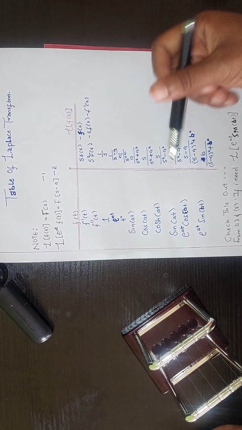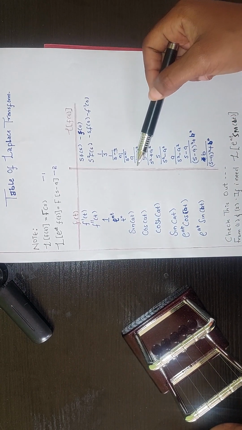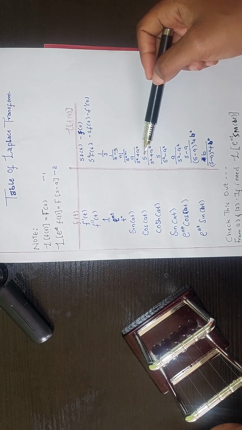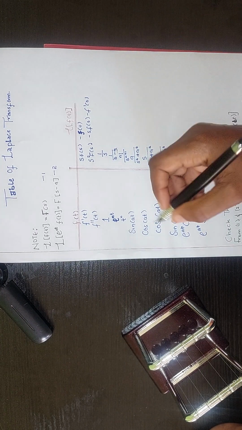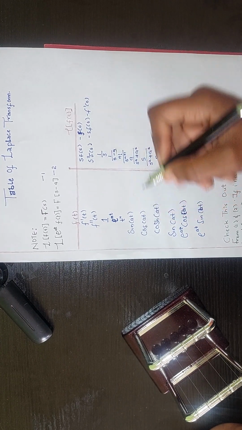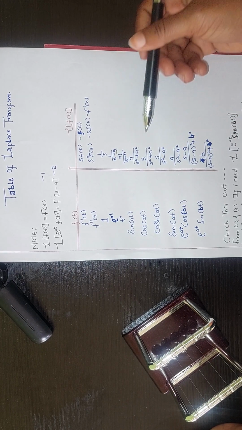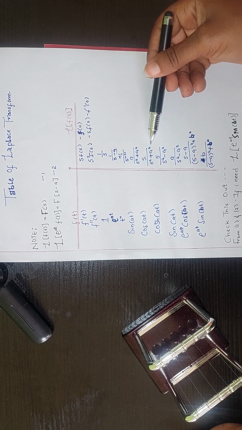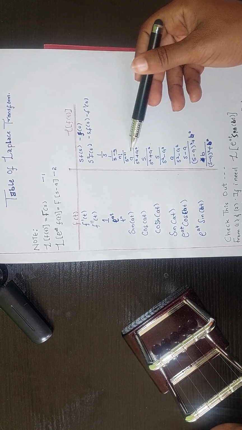So Laplace of sine at is a over s squared plus a squared. Sine and cos are similar. The only difference is the numerator. For cos at, it will be s over s squared plus a squared. If you're working with sine, it will be a over s squared plus a squared. Can you see the difference?